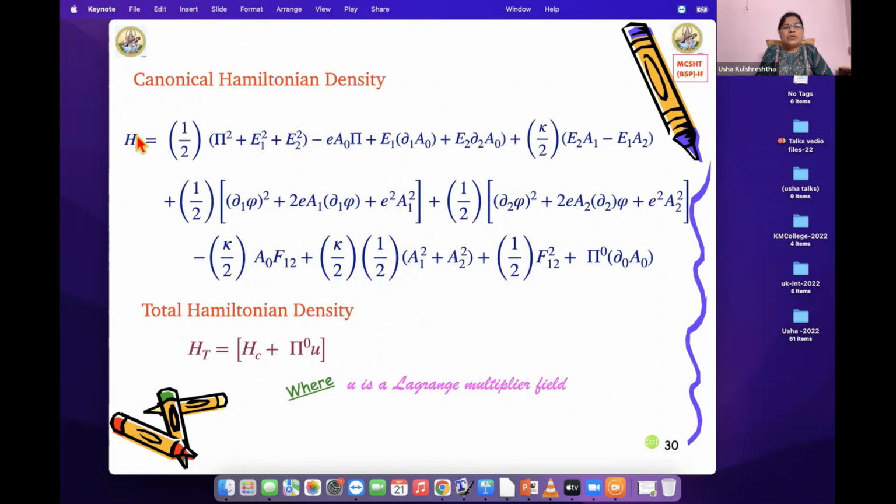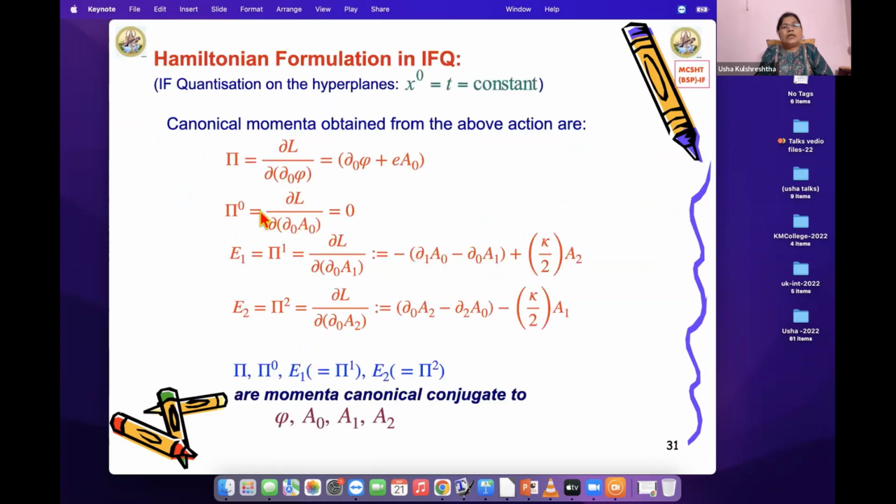And then we write down this canonical Hamiltonian density with the help of the Legendre transform and by using the definition of momenta. So this one is our canonical Hamiltonian, and this one is the total Hamiltonian, obtained by including this primary constraint with the help of the Lagrange multiplier field u. And now again we look for the canonical momenta, and here capital Phi is canonically conjugate to varphi, and pi 0 to A0 as before, E1 is conjugate to A1, E2 is conjugate to A2.